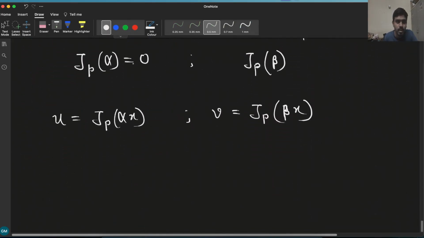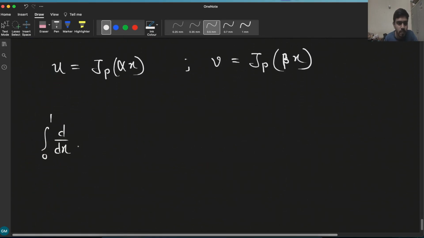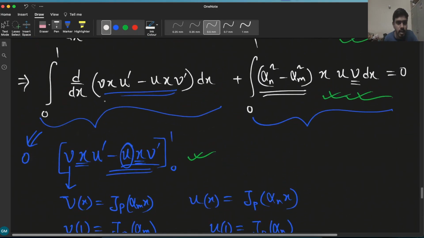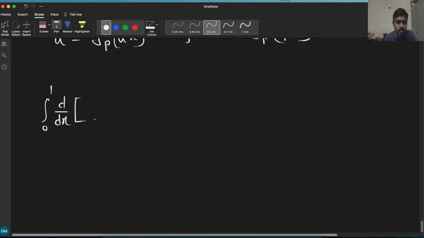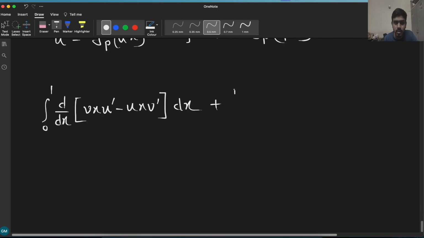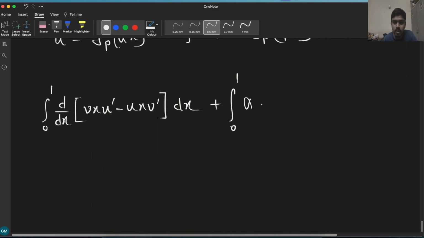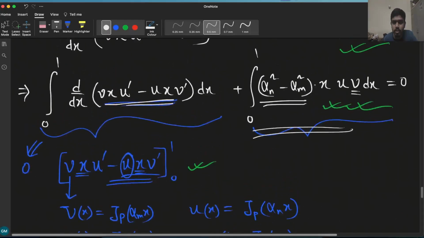So then I can safely write that integration from 0 to 1 of d/dx of v x u dashed minus u x v dashed dx, plus integration from 0 to 1, and instead of alpha n I will be writing alpha, and alpha square minus beta square, and instead of alpha m I wrote beta, and then x u v dx.